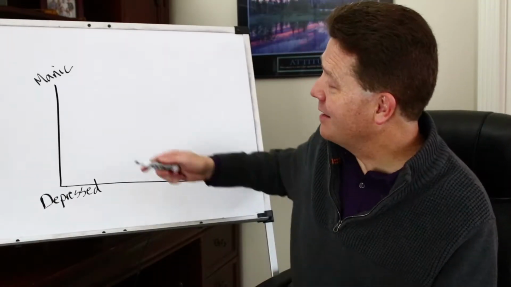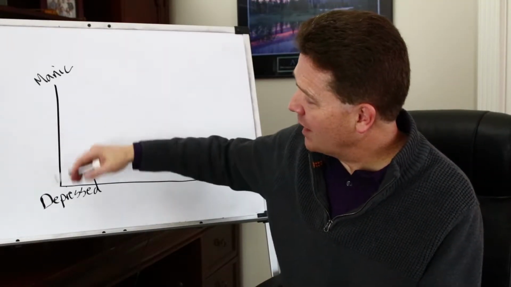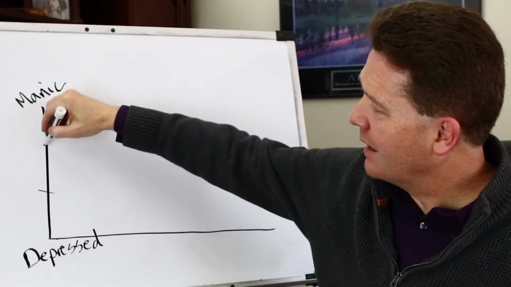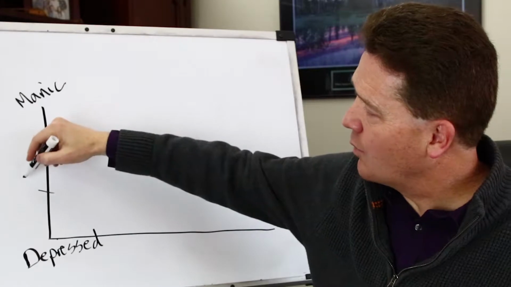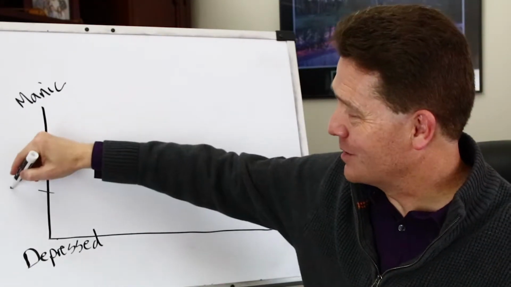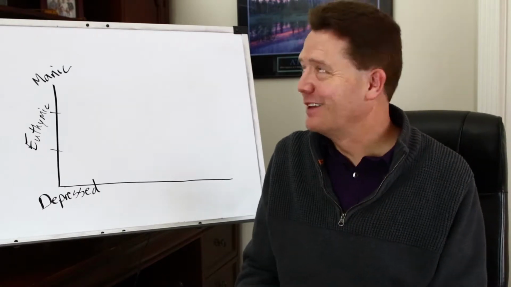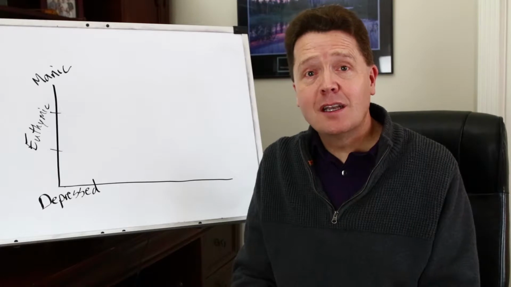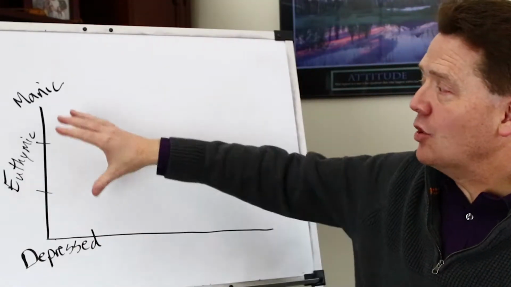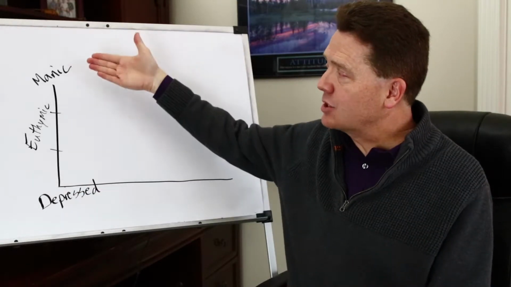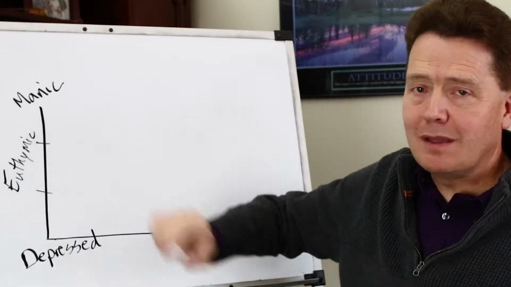Now, in the middle of this, if depression is at the bottom and mania is at the top, somewhere here in the middle of this range is what we might call, I'll give you the psychobabble word for it first, euthymic. Nobody uses that word. It's psychobabble. It means normal. This is the normal range of mood. So these would be the extreme ends, and this would be the normal range.